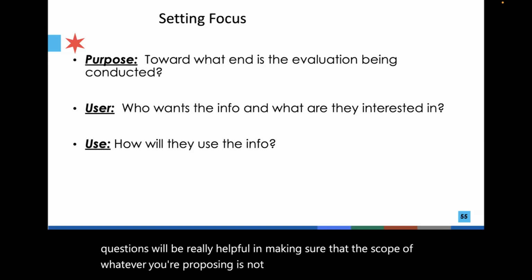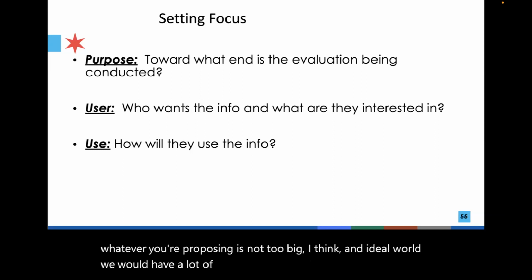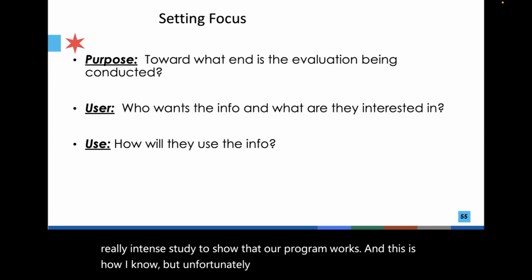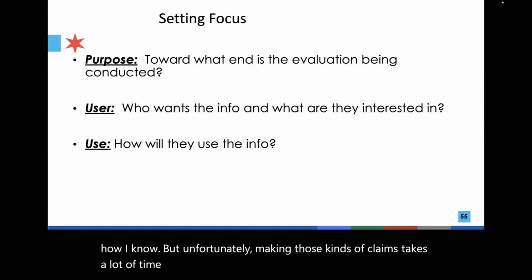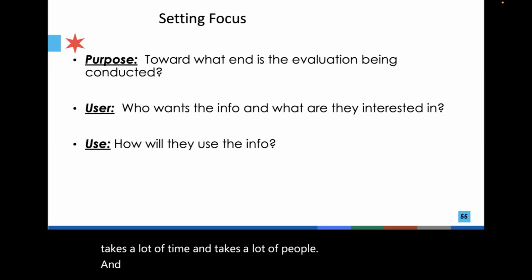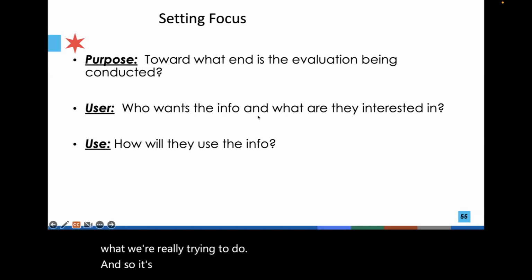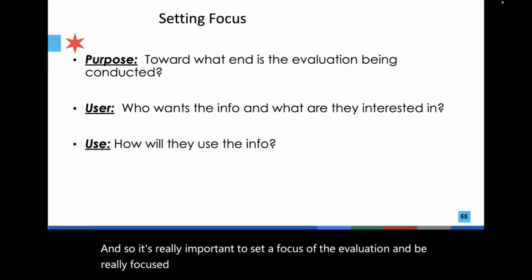not too big. I think in an ideal world, we would have a lot of money and we'd be able to do this really intense study to show that our program works and this is how I know. But unfortunately, making those kinds of claims takes a lot of time. It takes a lot of people. And it's not really feasible when that's secondary to what we're really trying to do. And so it's really important to set a focus with evaluation and be really focused on what are the outcomes I need to know and who is it for.